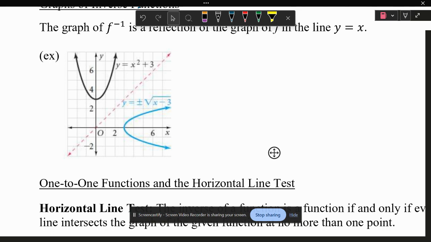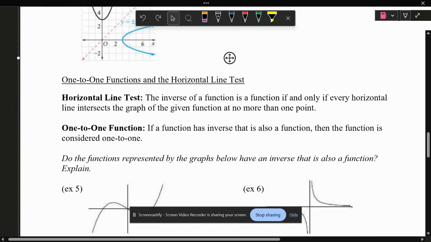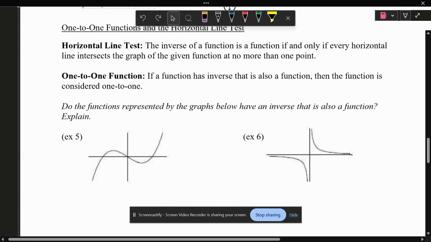Whenever we looked at this, we're going to look to see if our inverse is a function using something called the horizontal line test. And then we want to see if it is, and the original is a function, then it's considered one-to-one. So first off, what is the horizontal line test? A horizontal line test is just the inverse of a function test. We do the vertical line test to determine if the original is a function. And we take the original, put a horizontal line through it to determine if the inverse is a function. If they are both functions, then it's considered one-to-one.